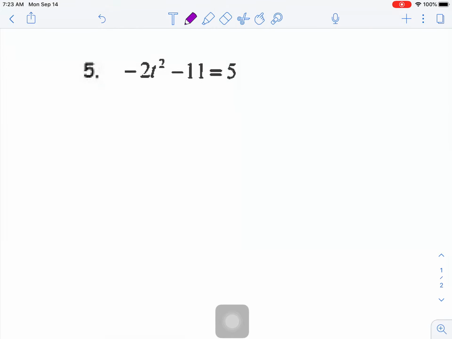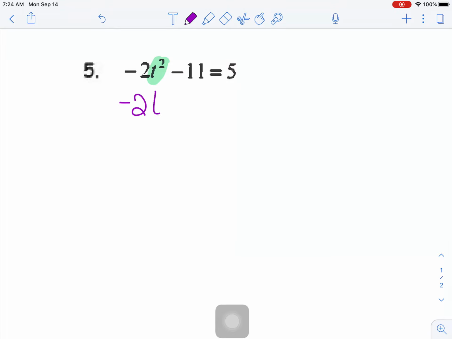All right, negative 2t squared minus 11 is equal to 5. Again, things I'm noticing: this is not in standard form, right? It's not equal to 0. And you'll notice I highlighted that t squared because that's the only variable in this problem. Since it's the only variable, instead of doing the quadratic formula, I'm going to see if I can isolate that t squared and use a square root to solve for it.